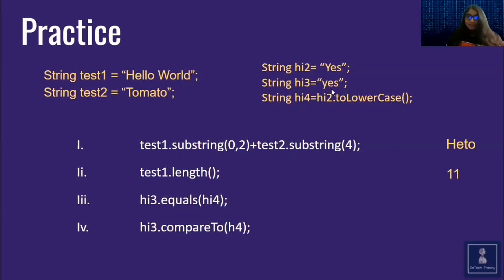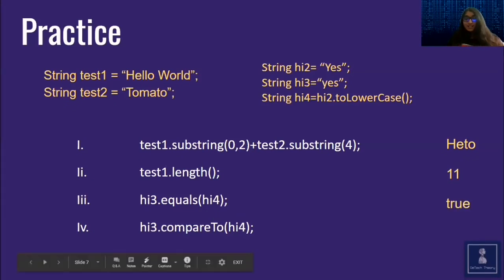Then we go hi3.equals(hi4). So what this does is just compare this string and this string. So hi2.toLowerCase would give us yes in all lowercase again. So if we compare yes in lowercase to yes in lowercase, it's going to be the same string. So this will equal true.